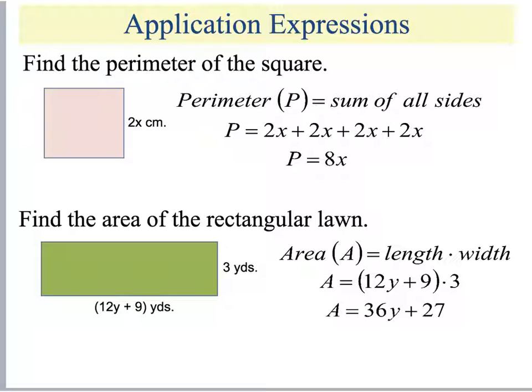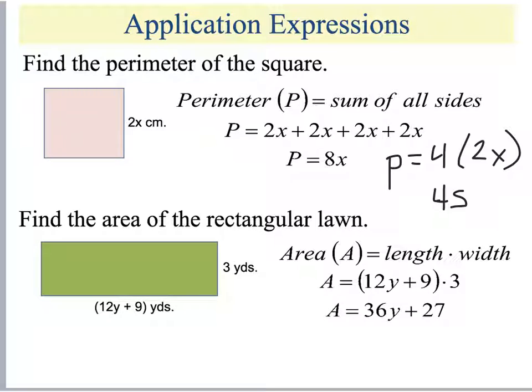So 2x, another way of writing this perimeter right here would be p equals 4 times 2x, because the perimeter of a square is 4 times the sides, right? So that's one way that we could write that. 4 times 2x would give us 8x. So there's two different ways of writing that equation, because the sum of all sides is the same as multiplying one side by 4.